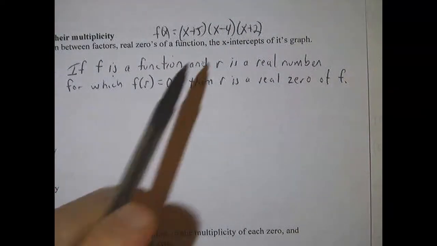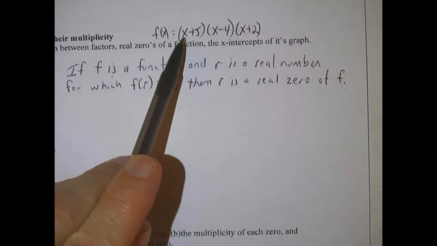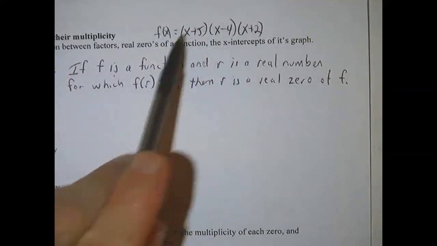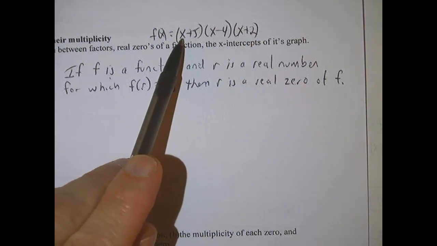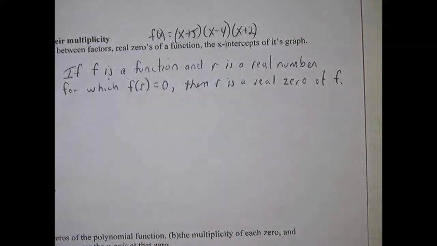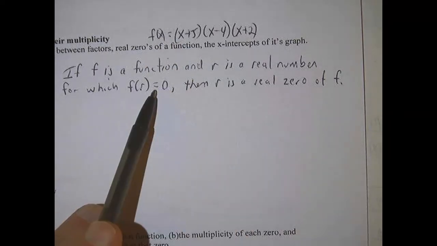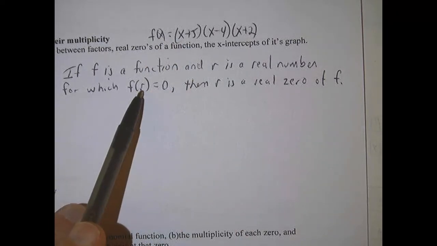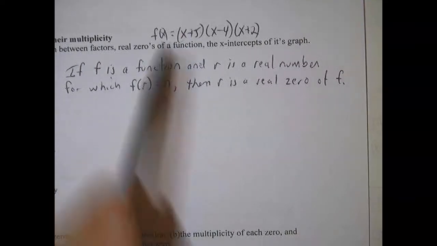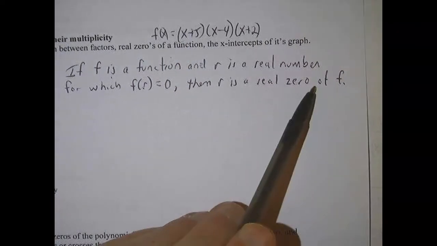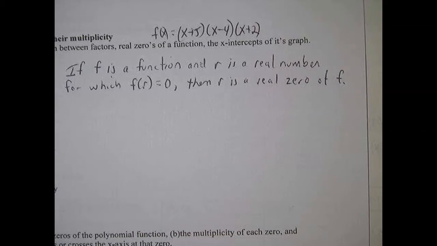Okay, there's a function. Now if I plug in the number negative 5, that's going to make this function equal to 0. So therefore we call negative 5 a real zero. And that would be an x-intercept, because it's going to make y 0. That's what this is basically trying to say. So if you plug in that negative 5 here, you're going to get the value of the function is 0, and therefore we're going to call that negative 5 a real zero, making it an x-intercept.